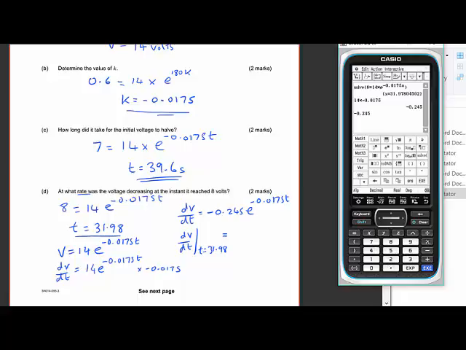0.245 multiplied by e to the power of negative 0.0175 times 31.98, and that gives us negative 0.140. And so that's a 0.140 volts per second decrease.